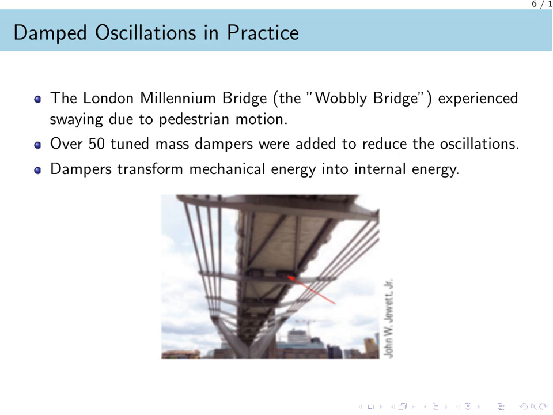A famous example is the London Millennium Bridge, often called the Wobbly Bridge. On its opening day, the motion of many pedestrians caused the bridge to sway uncomfortably. To solve this, engineers installed over 50 tuned mass dampers beneath the structure. You can see these spring-loaded devices indicated by the red arrow in the photograph. These dampers work by capturing the mechanical energy of the swaying bridge and converting it into internal energy. This effectively reduces the amplitude of the oscillations, making the bridge stable and safe for public use.